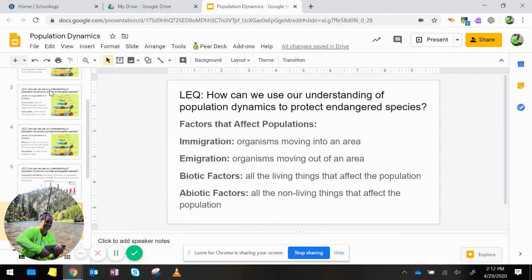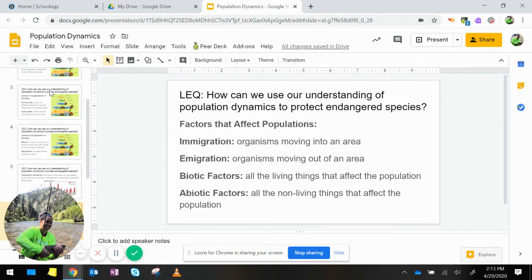So if we want to look at things that would cause a population of organisms to maybe grow in size, immigration is one of those things. So I have my population of wolves. I have new wolves moving in to my area from another area. That would increase that wolf population. Also, births would increase wolf populations. So having puppies would increase the wolf population.